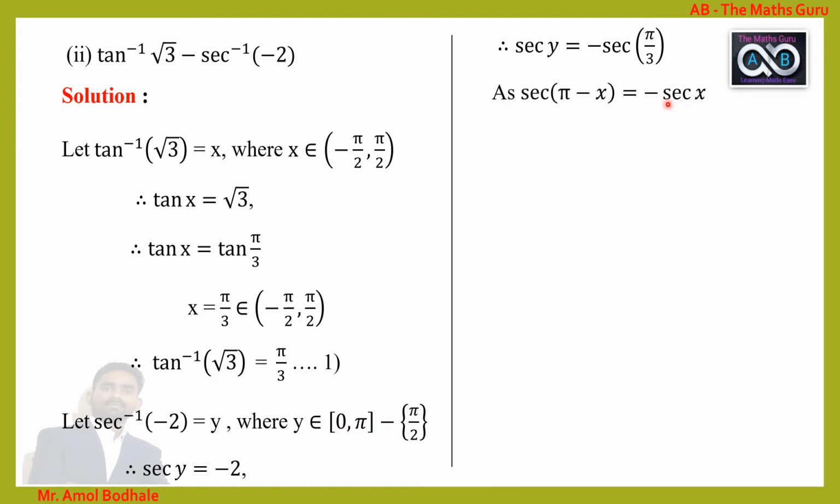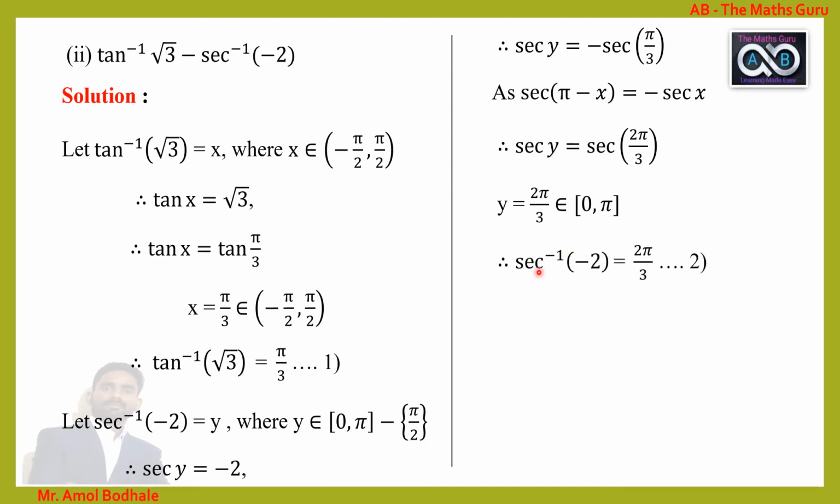So here minus sec x can be written as sec of pi minus x. Therefore sec y equal to sec of this, minus sec of pi by 3, can be written as sec of pi minus pi by 3, that is sec of 2 pi by 3. So therefore y equal to 2 pi by 3, where 2 pi by 3 lies between 0 and pi. So therefore sec inverse of minus 2 equal to 2 pi by 3.